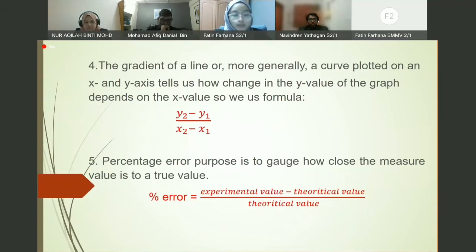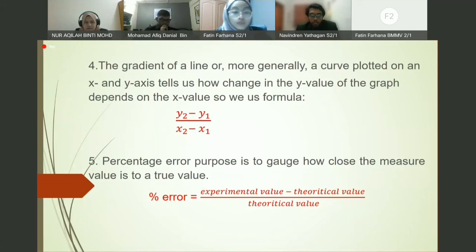Okay, lastly, after plotting a graph, force versus extension, we make some calculations in finding the gradient and also the percentage error. The gradient of a line, or more generally a curve plotted on an xy axis, tells us how the change in the y value of the curve depends on the x value. So we use the formula as stated in the slide. After that, we calculate the percentage error. The purpose of a percent error calculation is to gauge how close a measured value is to a true value.